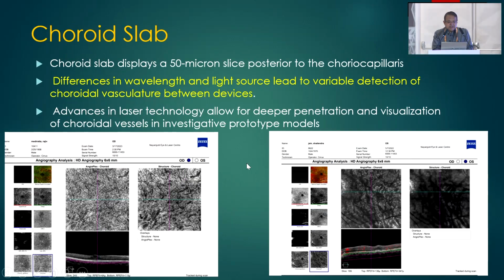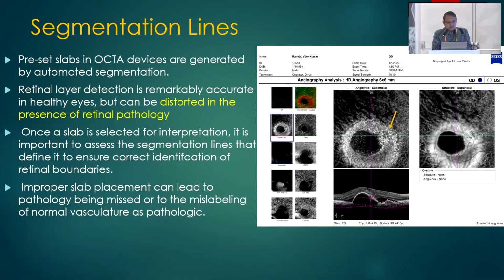The choroidal slab displays a slab which is 50 microns posterior to the choriocapillaris. Differences in wavelength and light source lead to variable detection of choroidal vasculature. If you use a wide scan, you can see whether the vessels are pachy vessels or normal vessels, and any pathology in the choroid can be detected by this.